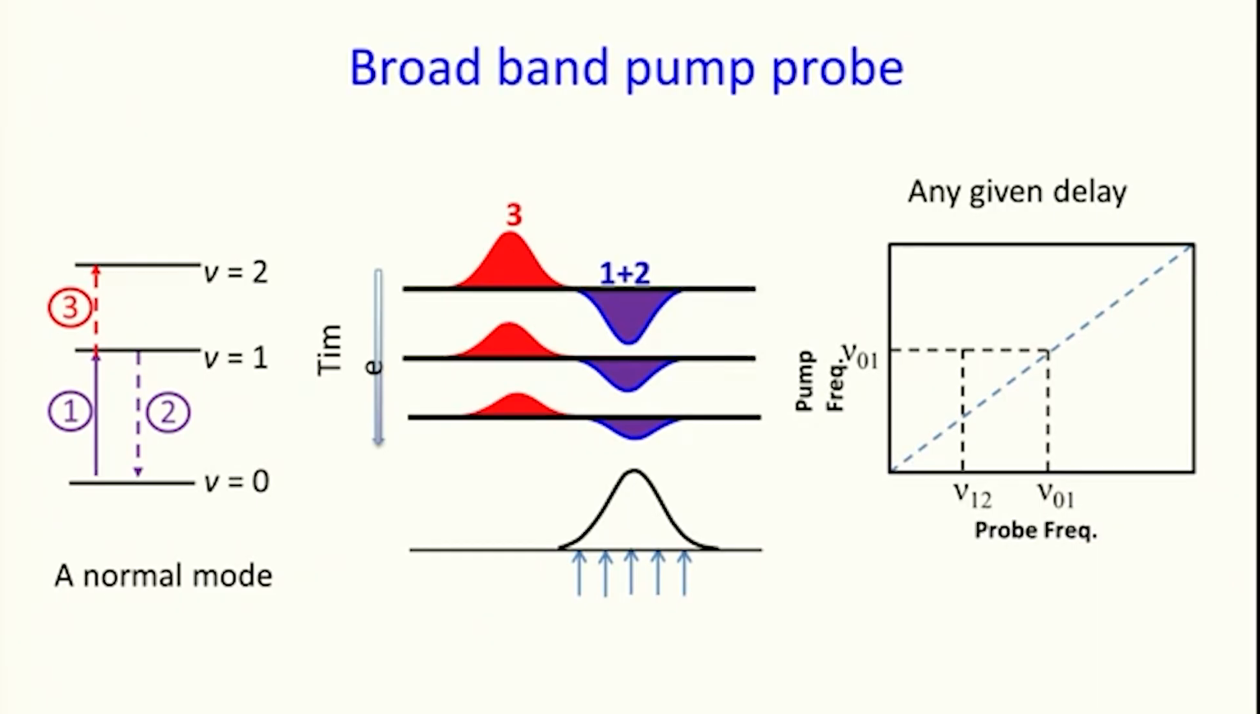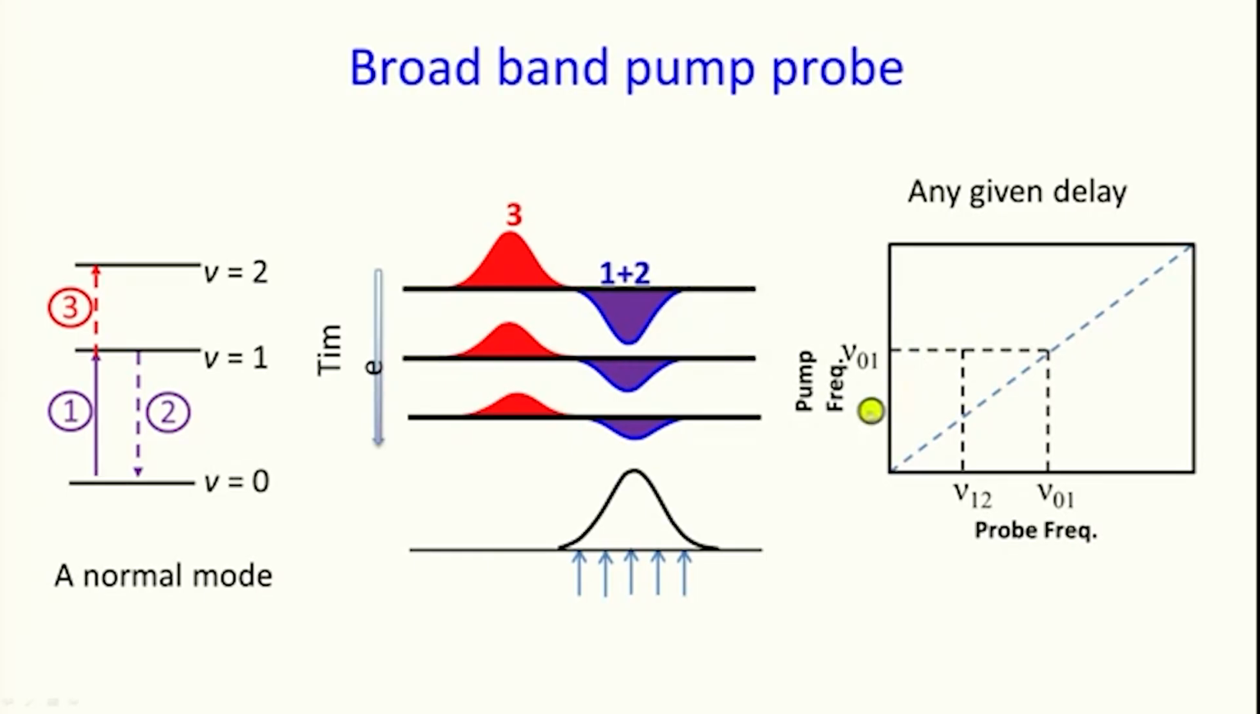We expect a positive signal for probe frequency of nu 12, where nu 01 corresponds to the frequency matching the energy gap between V equal to 0 and V equal to 1. Nu 12 is the frequency corresponding to the energy gap between V equal to 1 to V equal to 2. Of course, if this is a harmonic oscillator, then nu 01 will be equal to nu 12, but for anharmonic oscillators they are going to be different. Okay. So, what do I see? Do I see a point here and a point here?